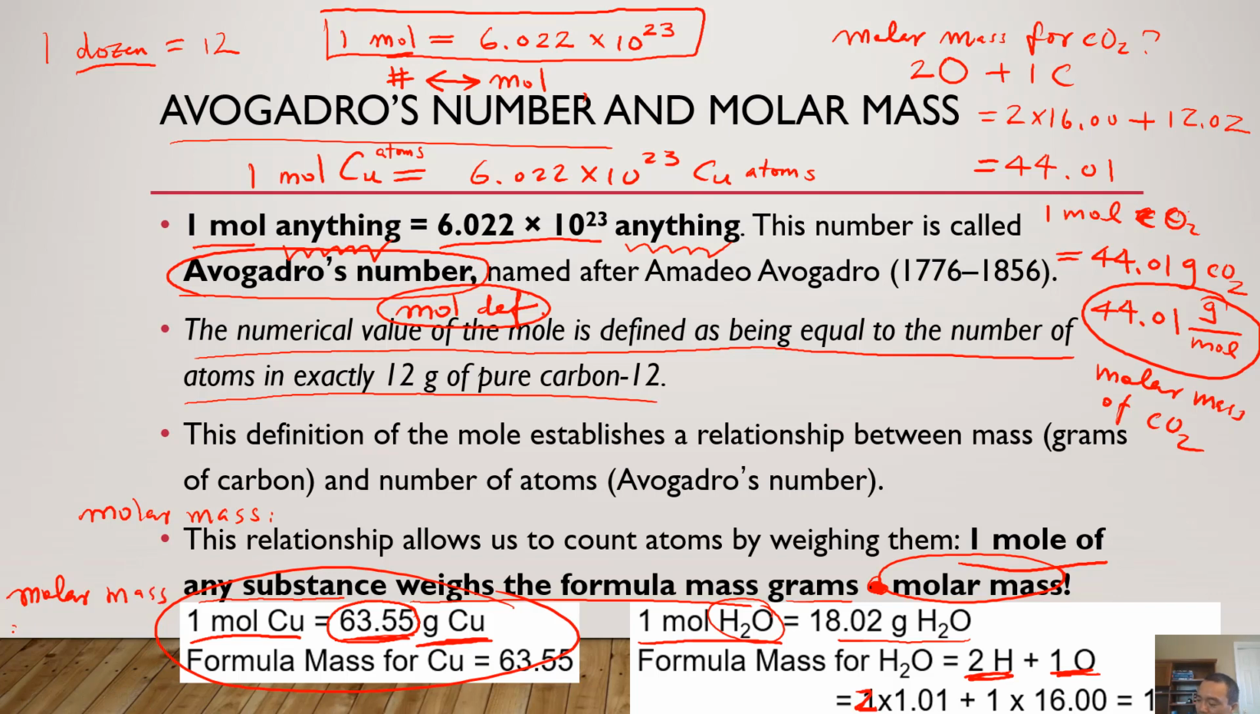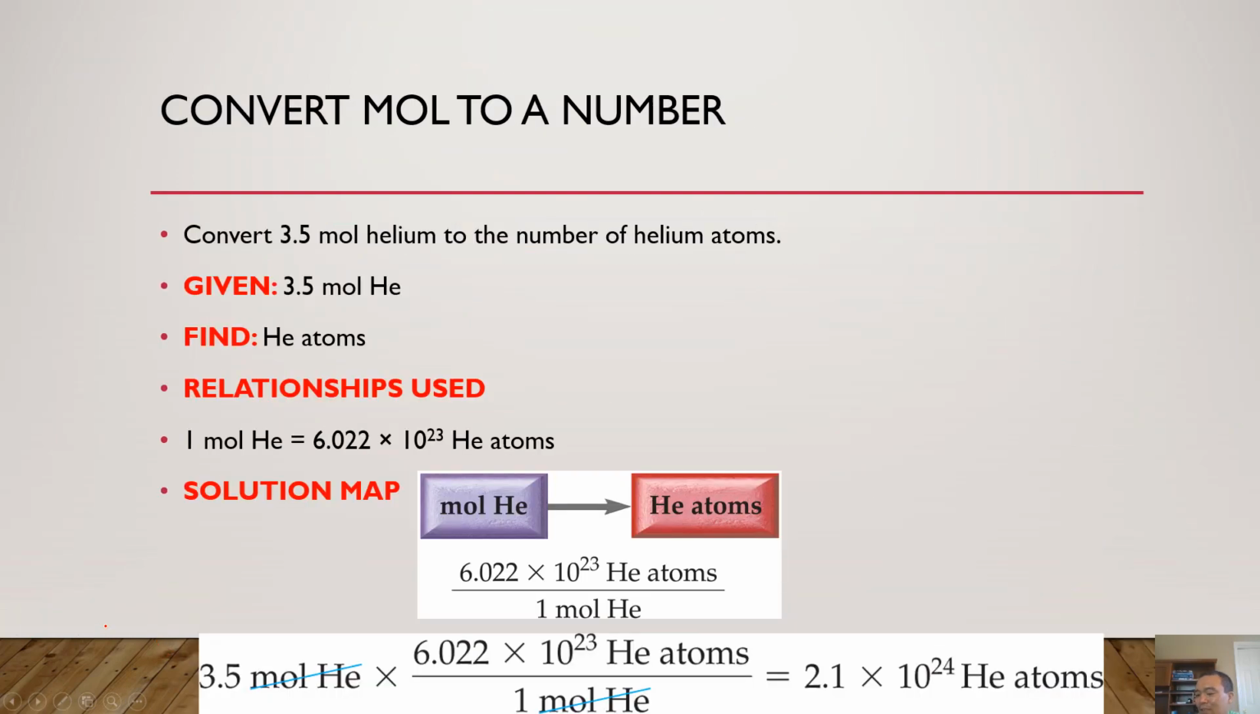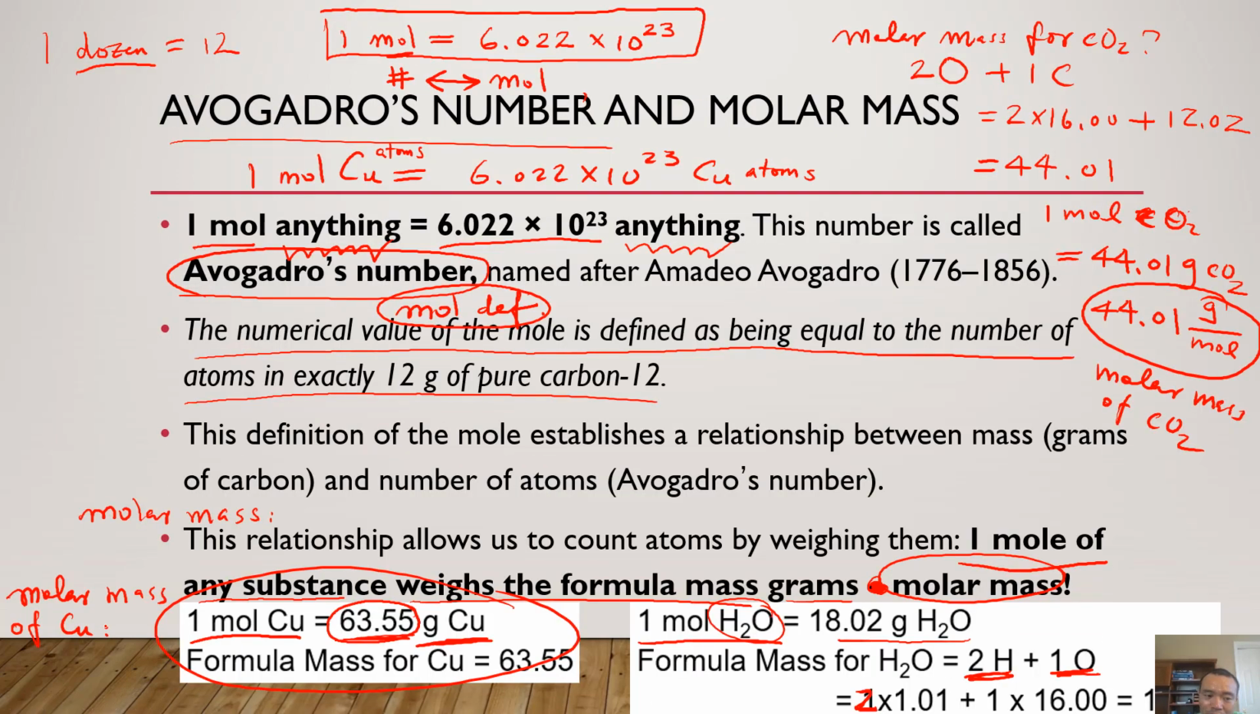of copper, we can write it differently. Rather than writing this as 1 mole of copper is 63.55 grams of copper, we can also write it as molar mass of copper is 63.55 grams per mole. So that's 2 different ways to write molar mass. You can write the equation, or you write something like grams per mole.